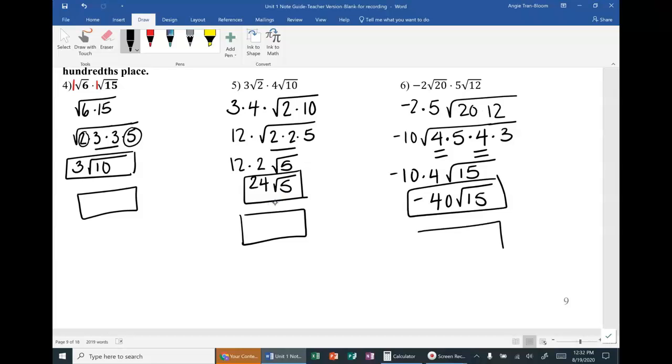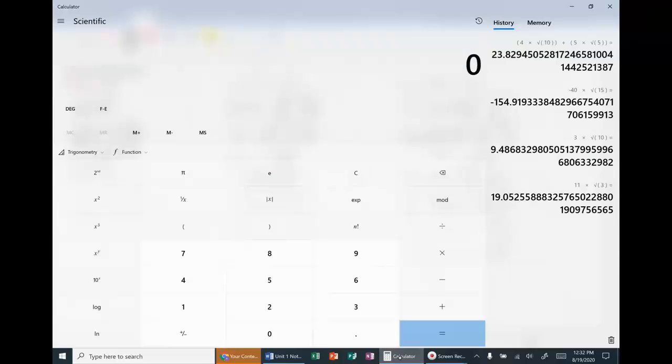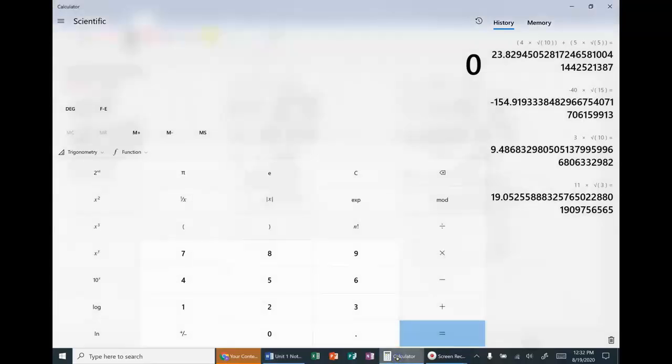Now this one, I will try my calculator with you, clear out whatever I had before. So we're trying to enter in a negative number. This is why I want to do this with you. Not all calculators are the same, so make sure you can identify what your negative symbol is. So I'm trying to type in negative 40 times square root of 15. So my negative right here, it's right here, so that's negative, okay?